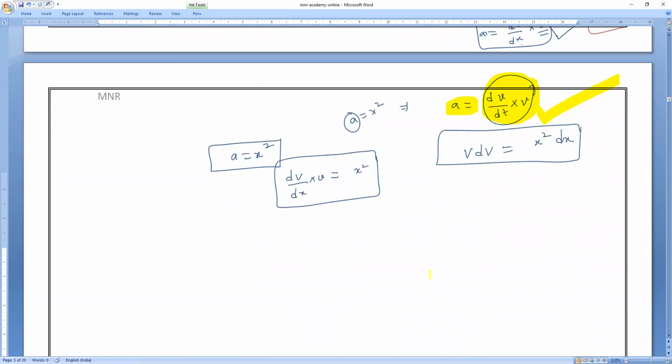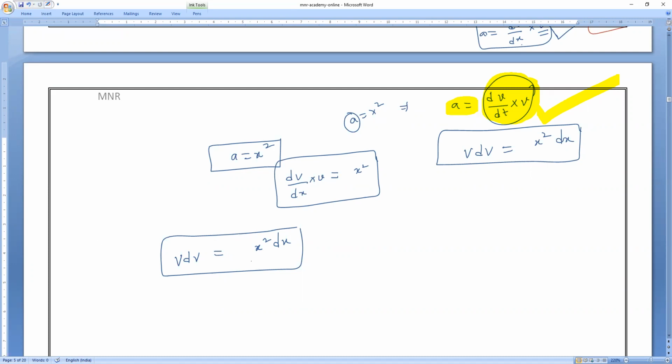Now, is it a limit function, or are no limits given? Everybody check the given function. No limits are there. So I will write v dv is equal to the integration of x square dx. Will you all accept it? Now apply integration on both sides. So v dv is equal to x square dx.